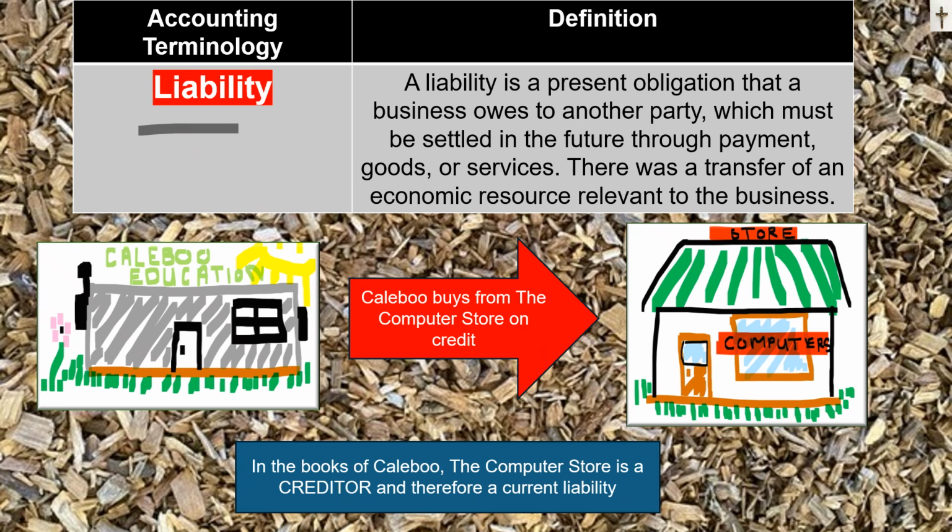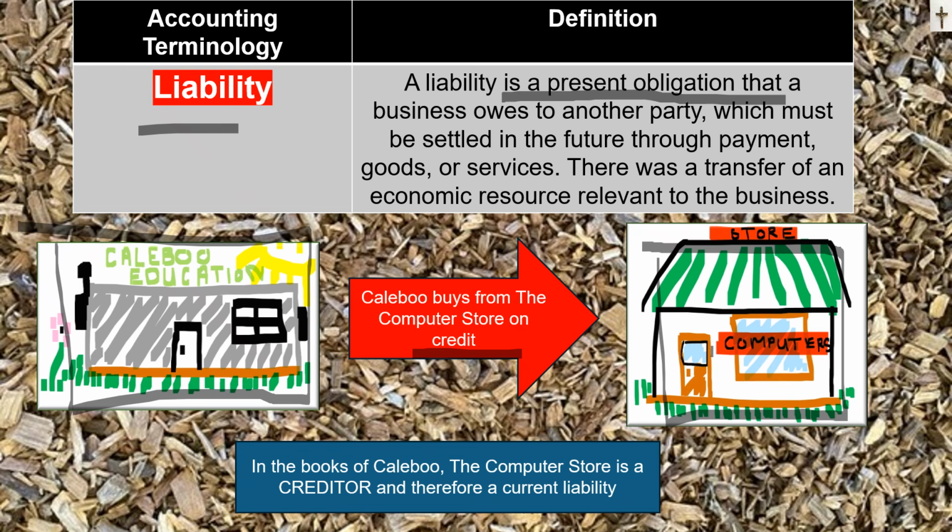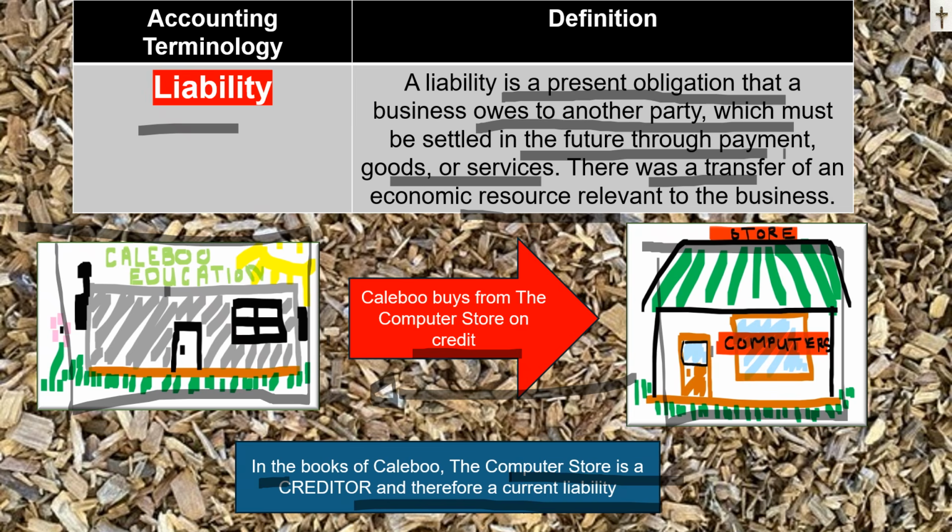Some more on liabilities. If we take, for example, Calibu Education buys from the computer store on credit, which results in a current liability. A liability is a present obligation you owe, so a business owes to another party, which must be settled in the future through payment, goods or services. Okay, normally payment. There is a transfer of an economic resource relevant to the business. So what happens is, let's say for example we buy stock on credit from the computer store. The resource is the stock and it goes to the purchaser, our business Calibu Education. In the books of Calibu, the computer store is a creditor and therefore a current liability.